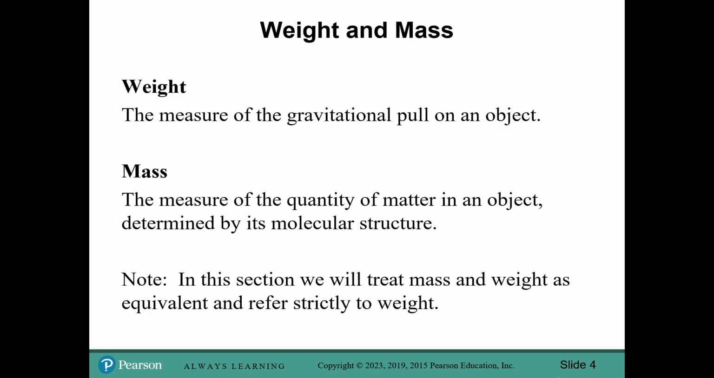So let's look at weight and mass and the difference between the two. The weight is the measurement of gravitational pull on an object. The mass is the measure of the quantity of matter in an object, determined by its molecular structure. Note, in this section, we will treat mass and weight as equivalent and refer strictly to weight.